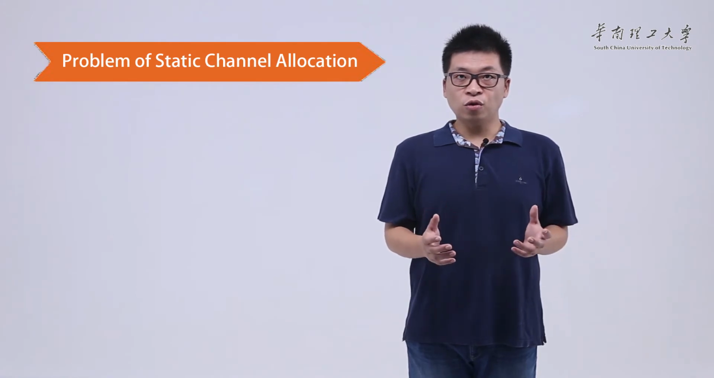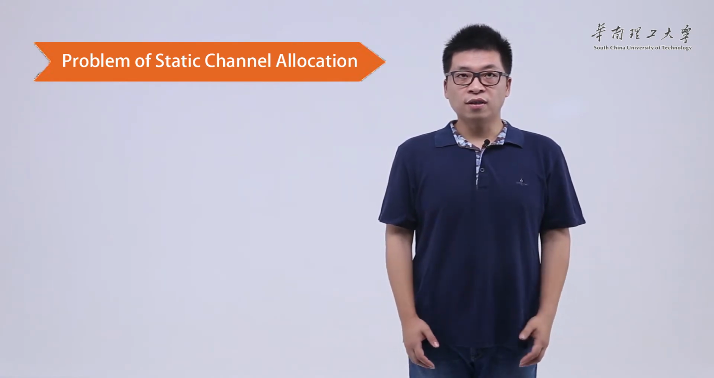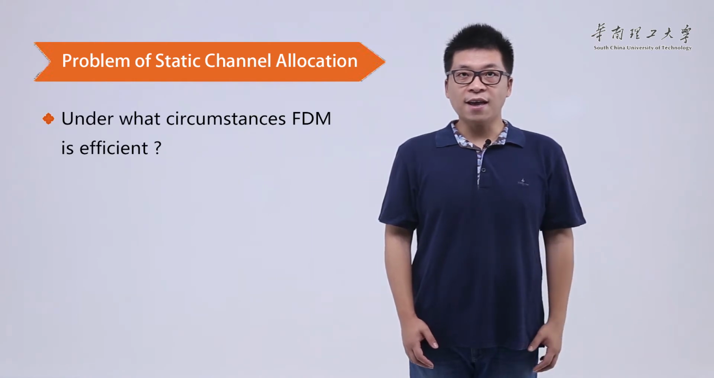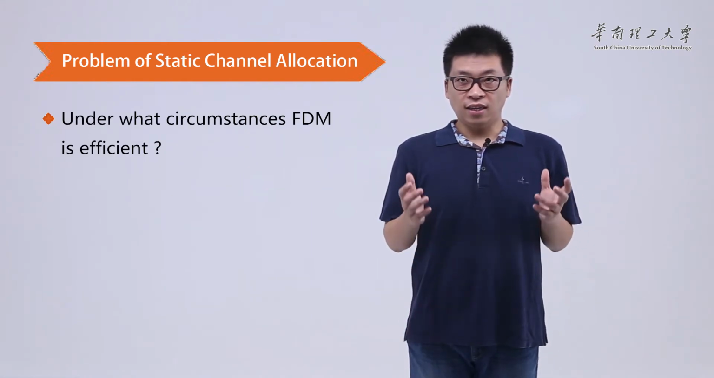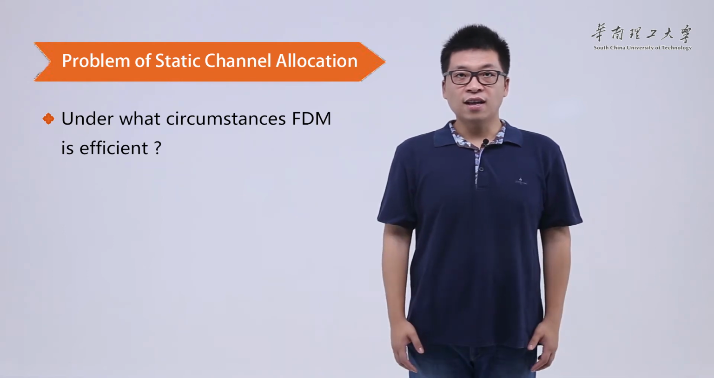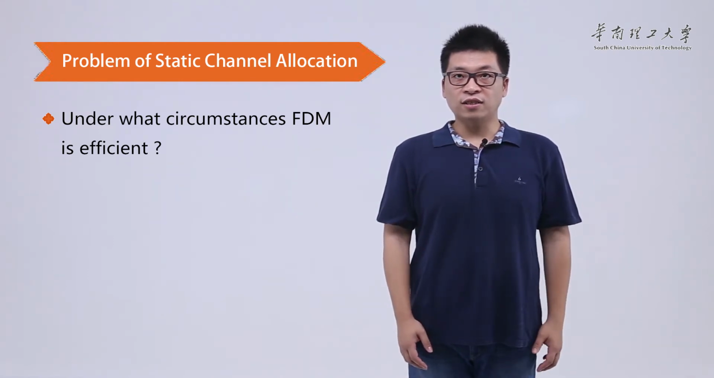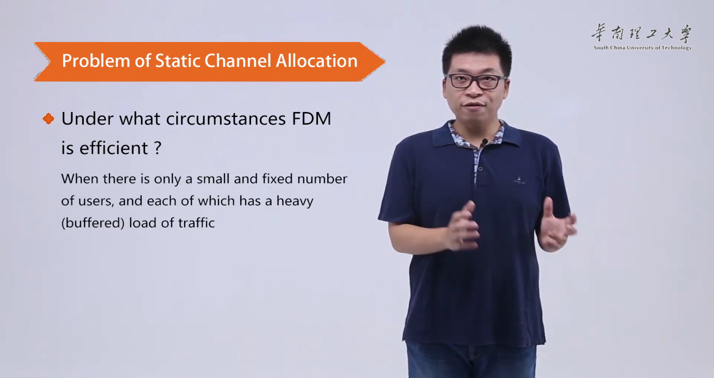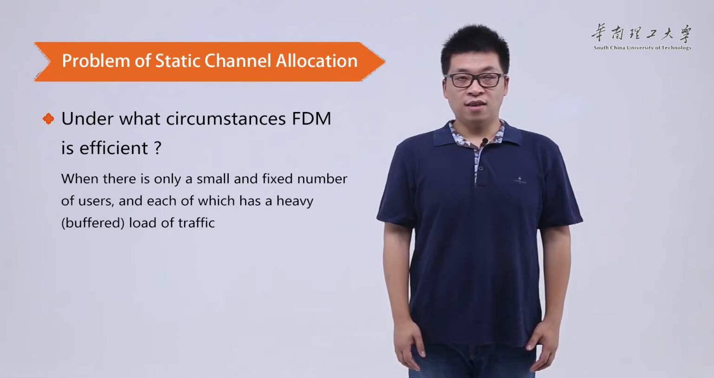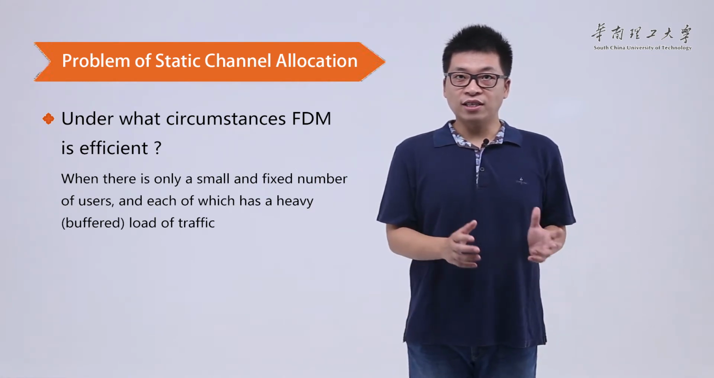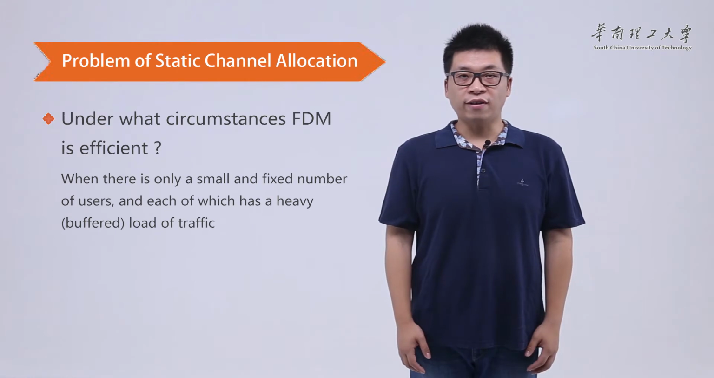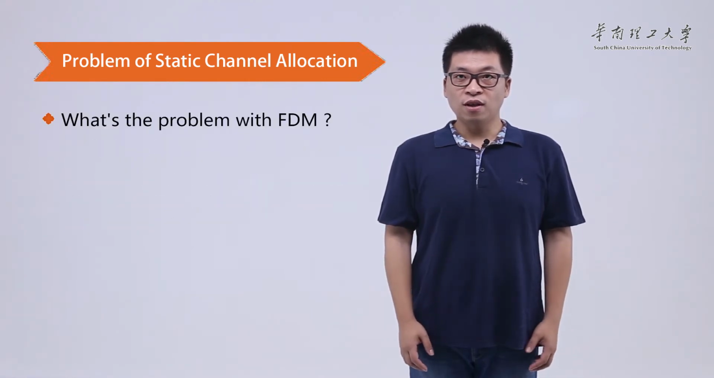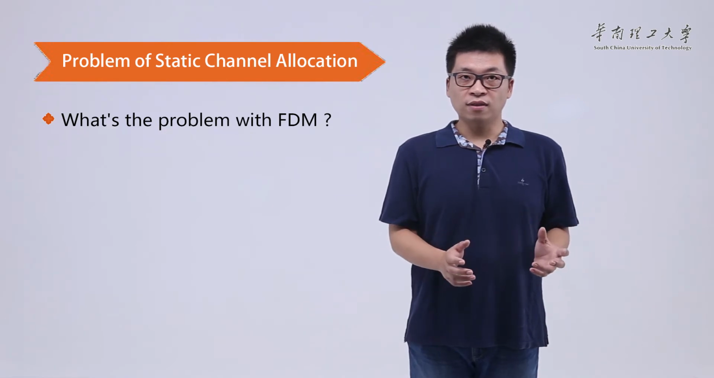The main issue of static channel allocation is efficiency. We take FDM as the example. It can be very efficient under certain circumstances, in which there is only a small and fixed number of users, and each of them has a heavy load of traffic. However, efficiency is still a problem for static channel allocation.